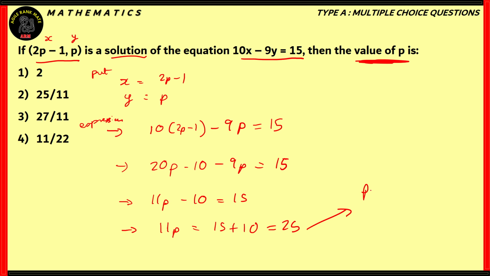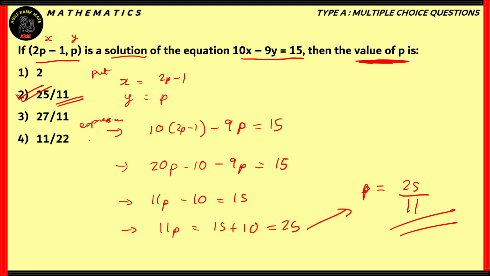So from here, it's all a matter of taking p to one side and the rest of the terms to the other side. So p equals 25 over 11. Since it was multiplied by 11 on the left-hand side, 11 would be divided into 25 on the right-hand side. So the value of p is, of course, option B, option 2, 25 over 11.